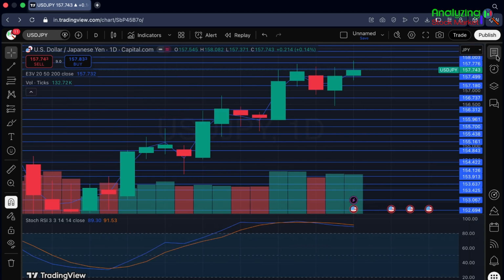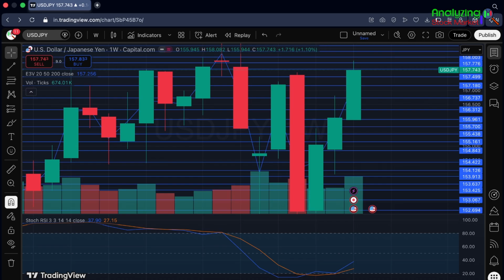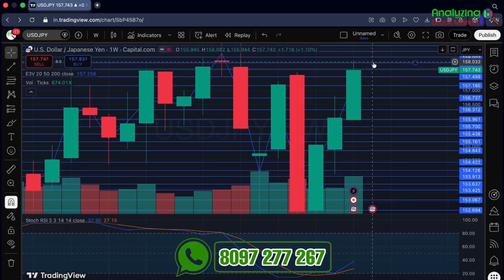Let's open our weekly chart over here. This is the weekly chart. In this weekly chart we can see a good bullish candle with a big body, zero or no lower wick, and a small upper wick. Currently, the stochastic RSI is around 37.27, which is indicating positive momentum.